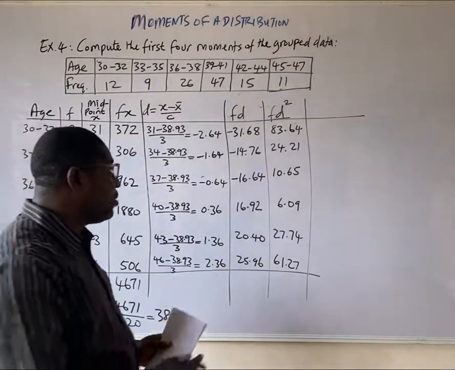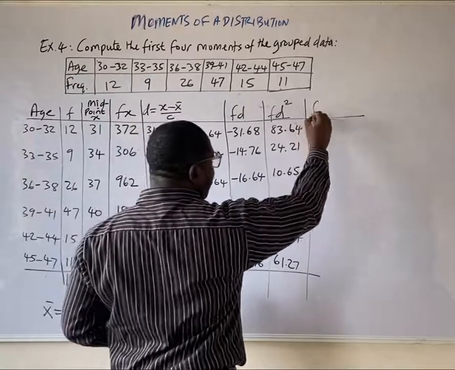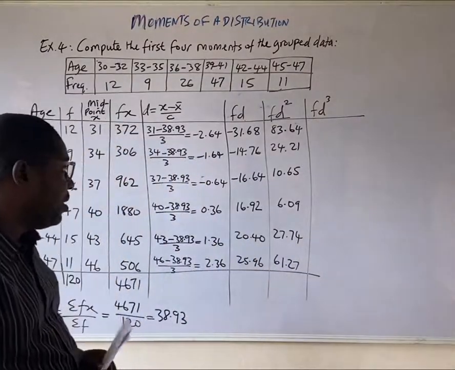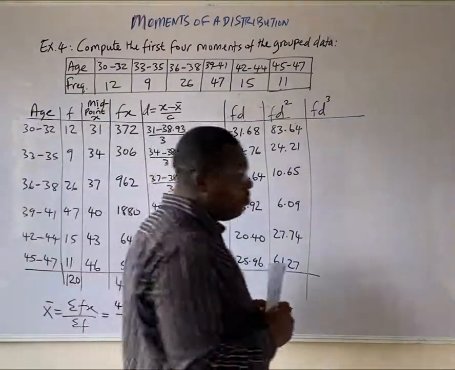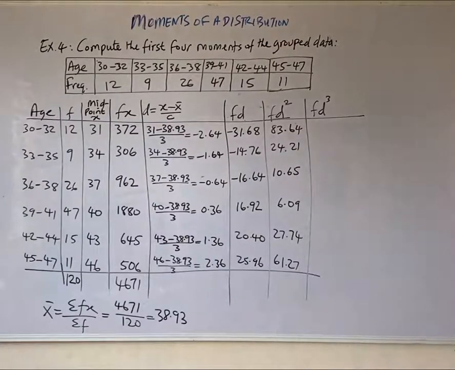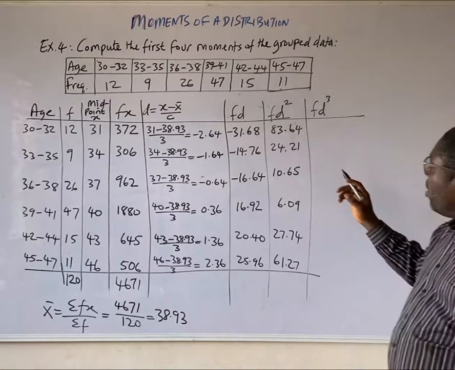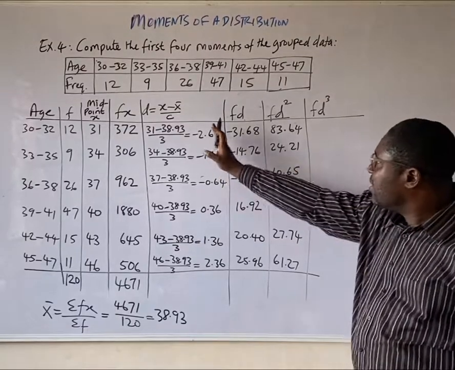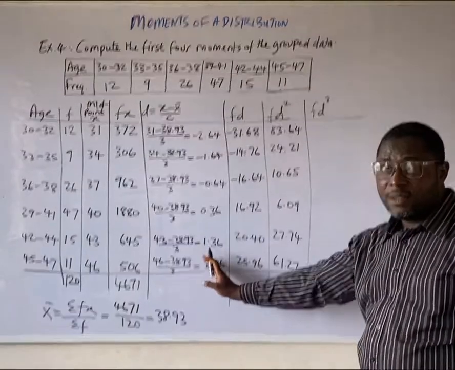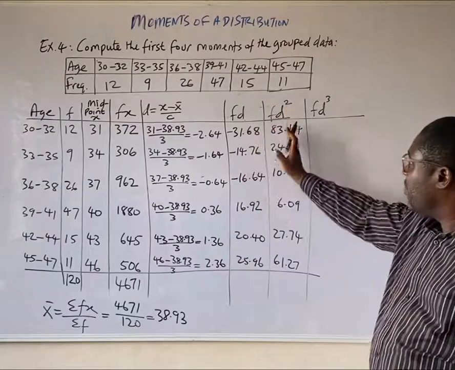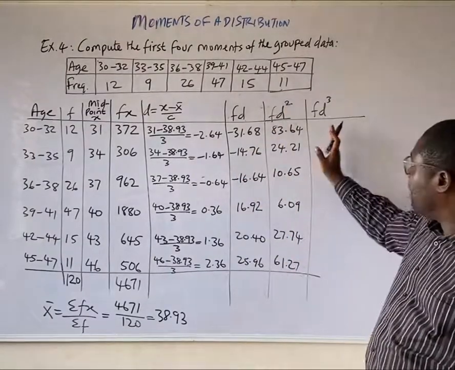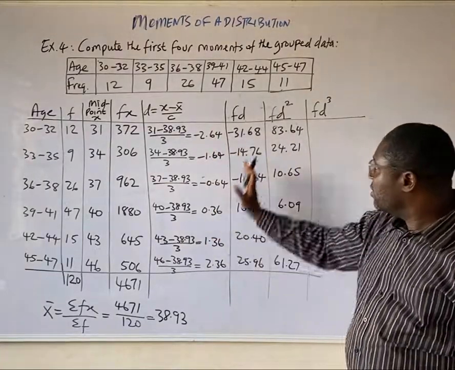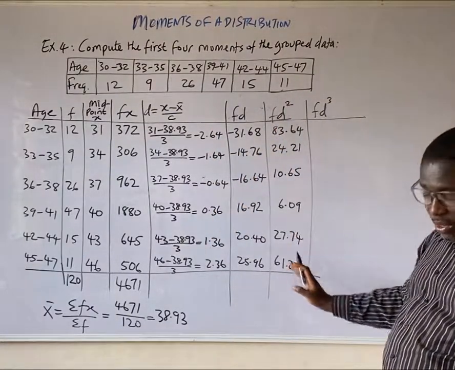All right, thank you. Let's look for the third degree of deviation, that is Fd raised to power 3. I'm going to move to the other side of the board so that you can follow. What we have now is to multiply the value of D times the value of Fd raised to power 2 to get Fd raised to power 3.